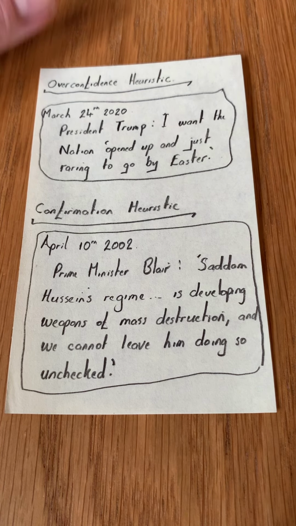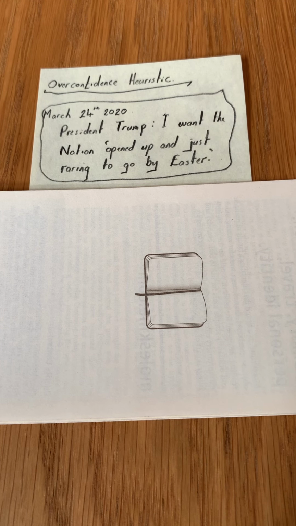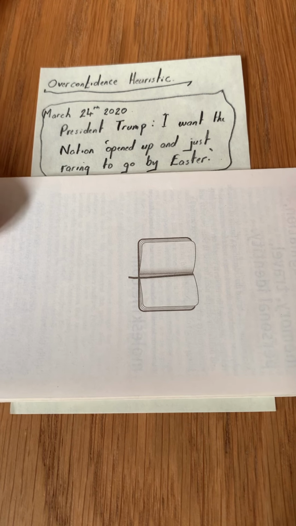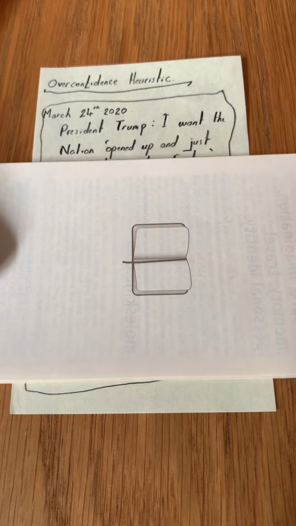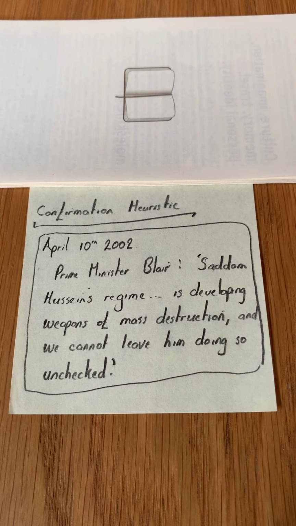And I put a little statement there. This is what President Trump said on March the 24th, 2020, more than 18 months ago from the time that I'm speaking now, 21 months ago or something like that. President Trump: I want the nation, the US, opened up and just raring to go by Easter. That might have been an element of overconfidence at work there, right? But then again, President Trump might have been overconfident in many aspects of his decision-making behaviours.